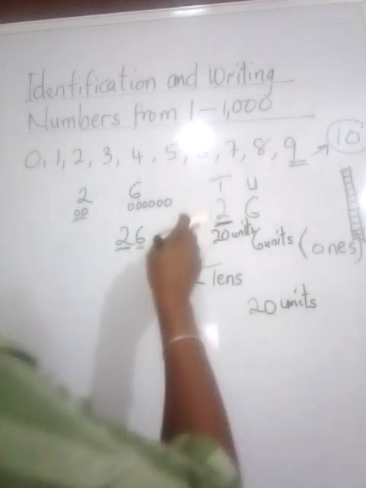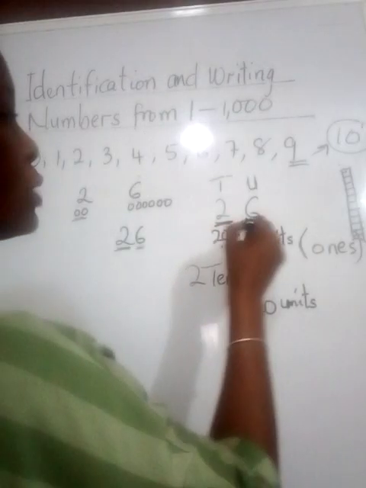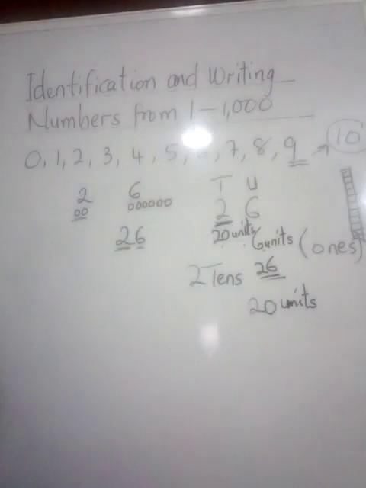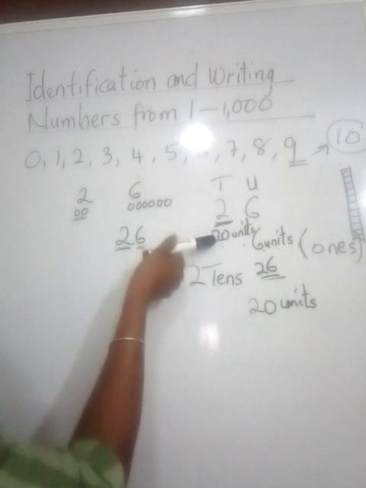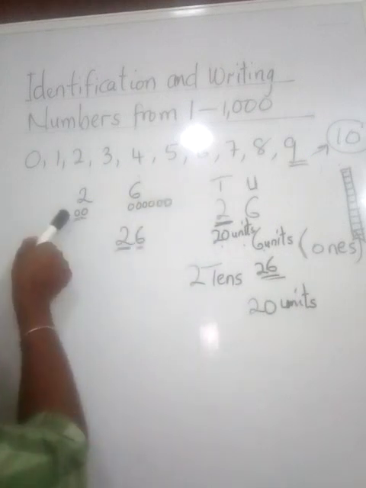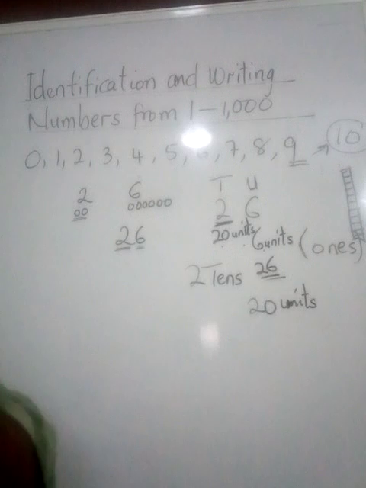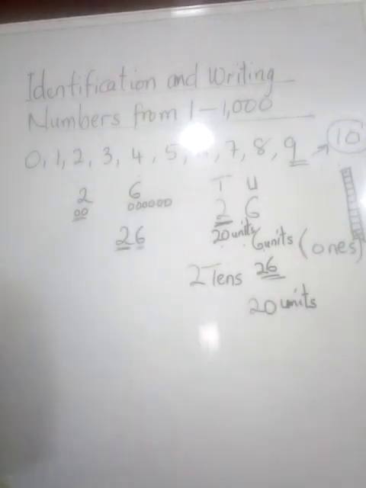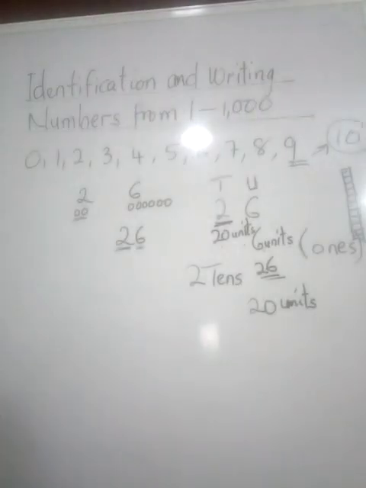Why does the 6 remain the same? Because 6 is under unit. So what you have now is 20 units plus 6 units, which gives you 26 units in all. Now, what am I trying to bring out? That the value of 2 changed from mere 2, from ordinary 2 to 20. What happened? How did that happen? What happened was that the position of 2 changed as it combined with another digit 6 to form a number.